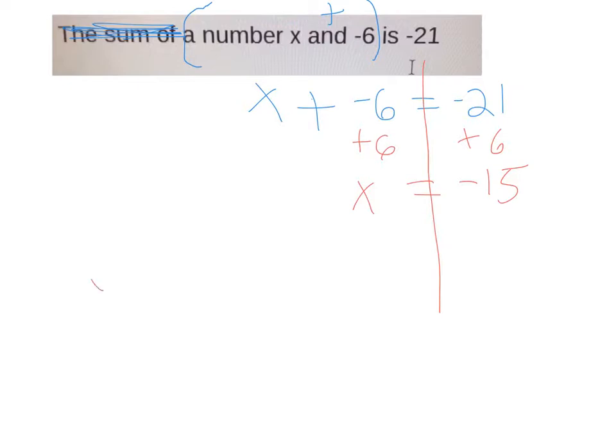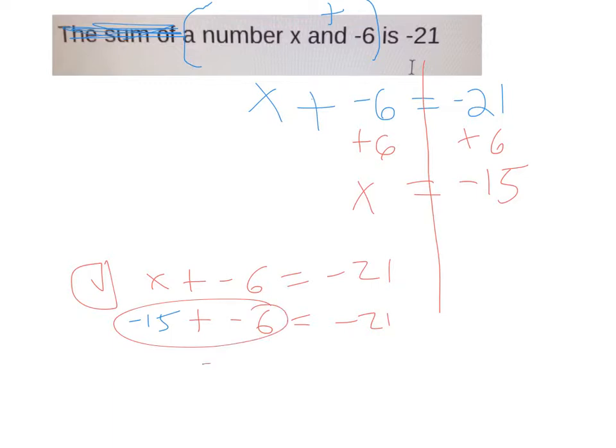You could check this. We're not going to check every one of these today in the video, just for the sake of time. But you could go ahead, rewrite the problem, plug it in. And then negative 15 plus a negative 6, that is negative 21. Same signs, add and keep. Since this is the same, negative 15 is our answer.